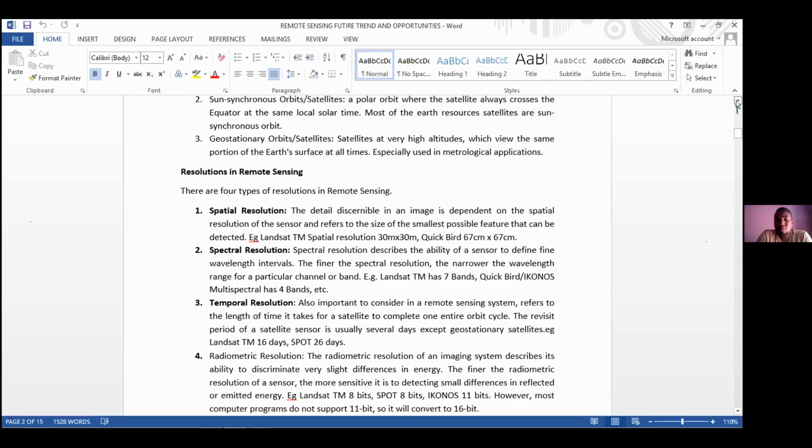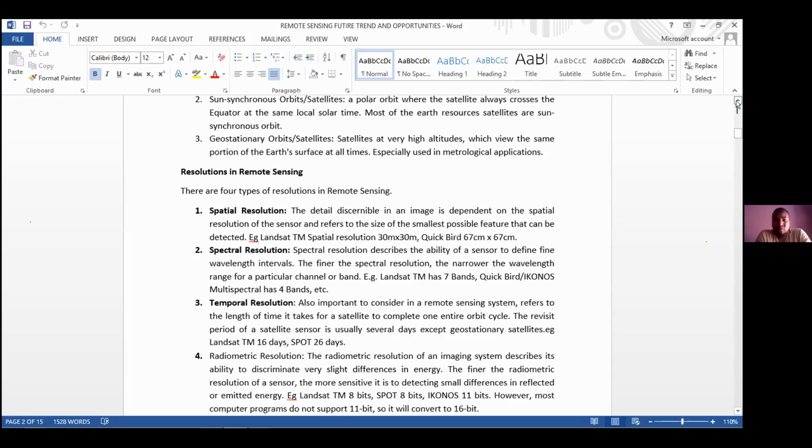And then we also have what we call spectral resolution. Spectral resolution describes the ability of a sensor to define wavelength intervals. I'll give you also an example of Landsat and QuickBird. Let me use the two satellites. A Landsat satellite has 7 bands, and a QuickBird has 4 bands, which means the fewer the bands, the stronger the satellite is. So so far you can know that a QuickBird satellite is better than a Landsat satellite.